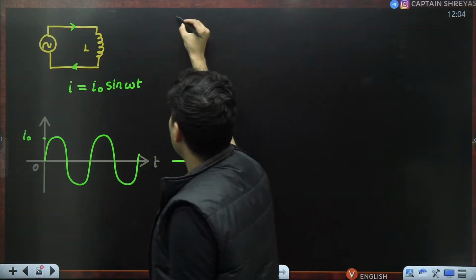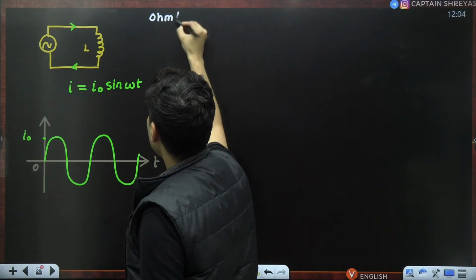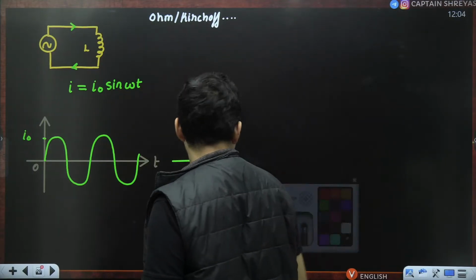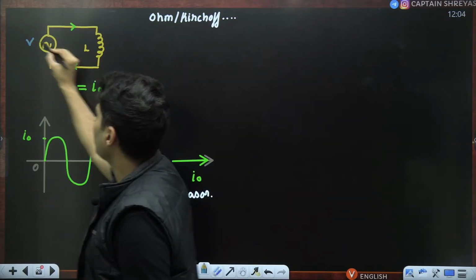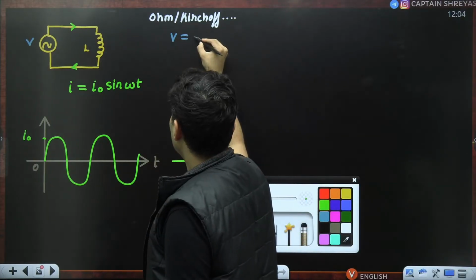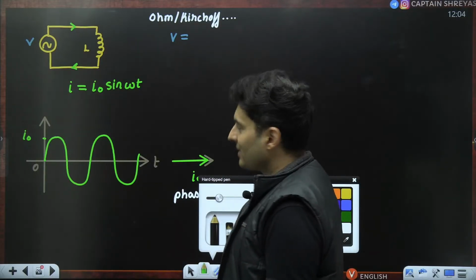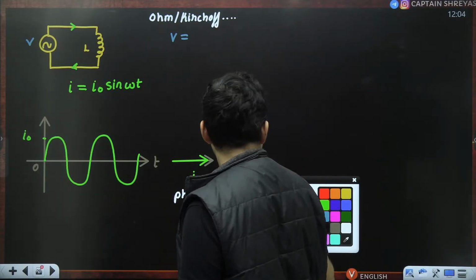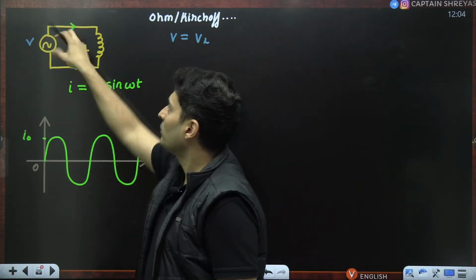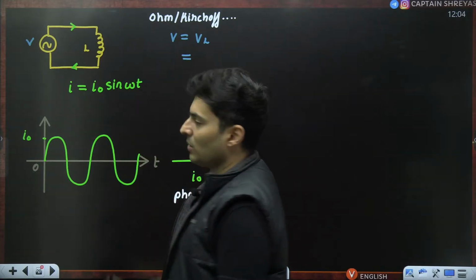Again, using Ohm's law or Kirchhoff's law. What do I get is this particular voltage which is there will be nothing but the current into resistance, is what you will say. No, there is no resistance here. This voltage will be nothing but the voltage across the inductor. Whatever voltage is there here is also the voltage across the inductor. And I think I know what is the voltage across the inductor.